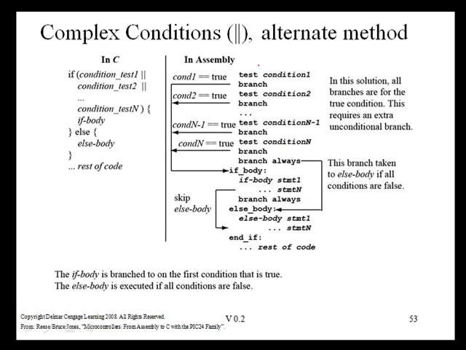An alternate solution to this is to use true conditions for all branches and simply follow the very last branch with an unconditional branch that's going to skip the if body and go straight to the else body. If you do it this way, it's going to require an extra unconditional branch in your code. You simply should use whatever method that you best understand.